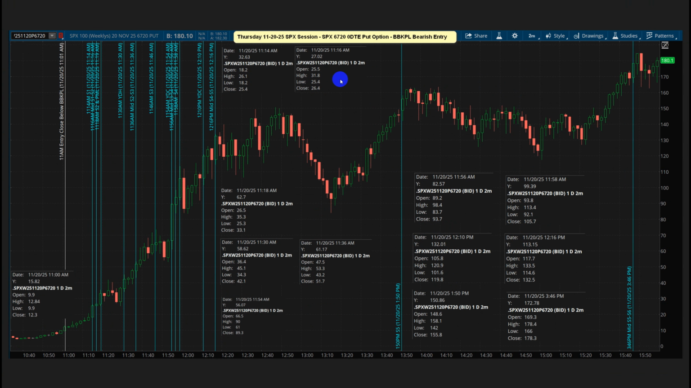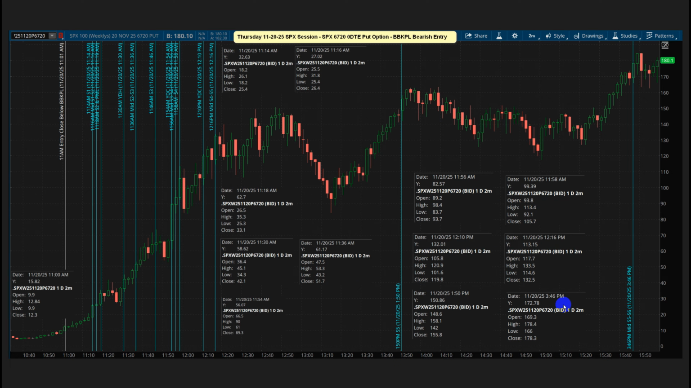Furthest out of money on this play was the 67.20 on the BBKPL bearish entry, 11 a.m. entry candle. Scalp only, 11:14. Minimum 1.5 level move regular trade threshold candle, 11:16. 11:18 candle, 11:30, 11:36, 11:54, 11:56, 11:58, 12:10, 12:16, 1:50, and then finally the 3:46.